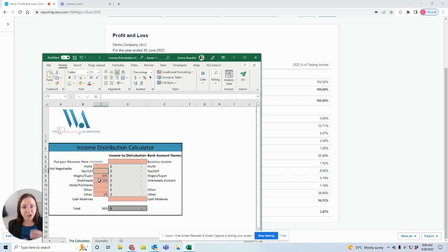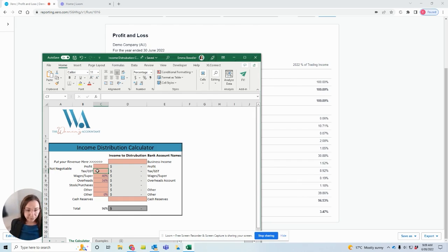See how much tax and superannuation you paid, and then divide that by your total income to come up with that percentage. In this instance, this is very, very lean. You can see from our wages and our overheads, we're already at 96%. So in this case, because this business isn't looking profitable at all, there would be no tax payable.